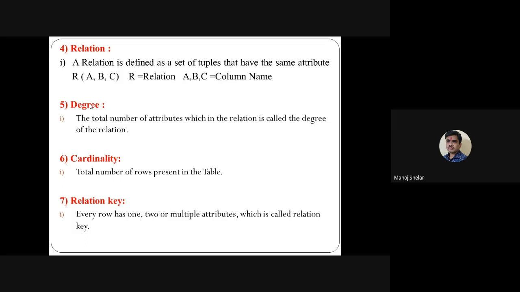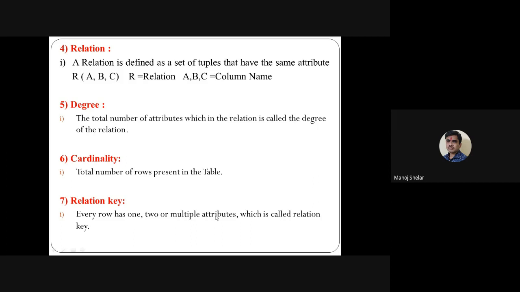So for example, a student table has 2 attributes, roll number and name. So degree is what? 2. Simple. Cardinality means the total number of tuples available in a particular relation or table. Student table, 68 entries, 68 records. So cardinality of the student table is what? 68. Simple. Relation key: every row has one, two, or multiple attributes which are called the relation key.